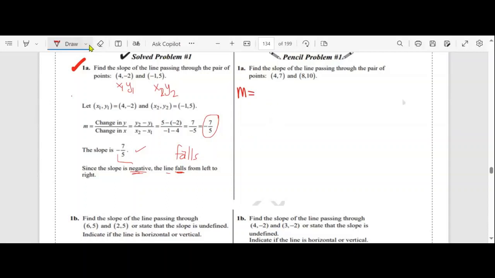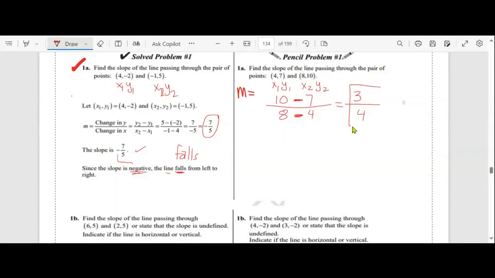Now let's do this together. Here, which one is x1? Which one is y1? x2, y2. So we'll say m equals... How much is y2? 10, minus, always minus. How much is y1? 7. x2, how much? 8. x1, how much? 4. So take away 7 from 10, you get 3. Take away 4 from 8, you get 4. Positive or negative? It's positive, right?